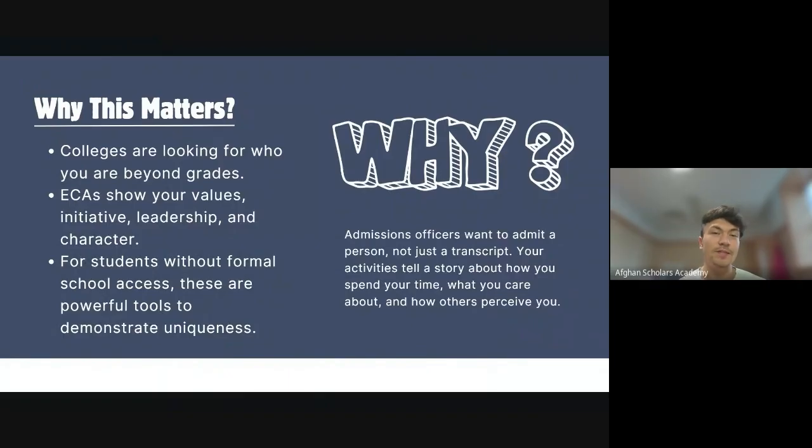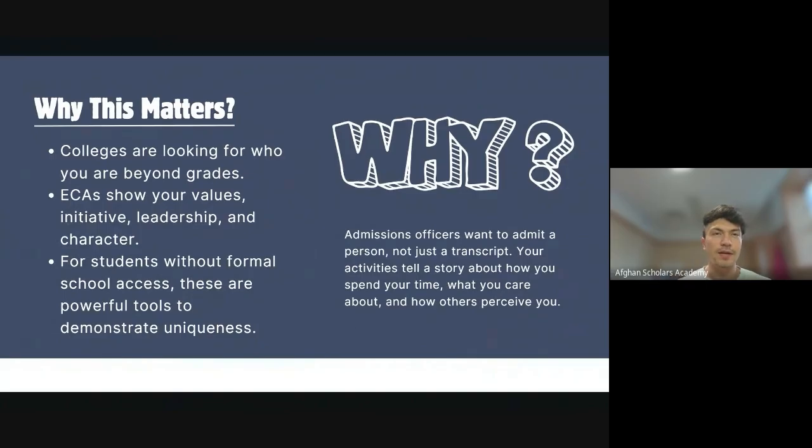These activities also show your values, and the values you are contributing to your community or the group you are working with, the initiatives, and also the leadership and the character you developed while doing these activities. For students without formal school access, these are very powerful tools to show your uniqueness, to show the ways that you think differently than others, and how you really are useful to people.